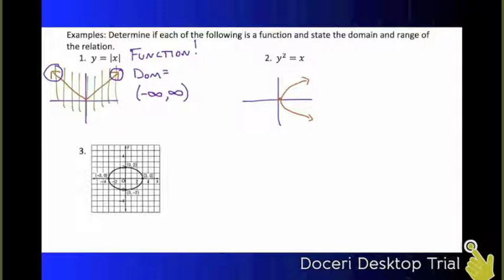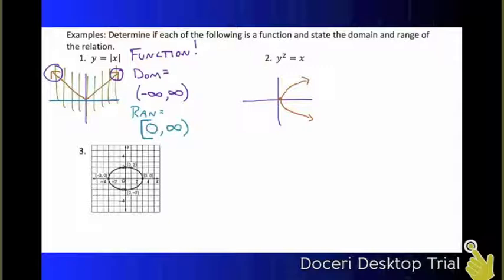The range. If you notice, the range stops right at this line here, right down here, which is 0. So the range goes from 0, and the arrows continuously go up, so it goes from 0 to infinity. Well, infinity has to have the parenthesis around it, and this is where that set notation comes in. 0 is included, so we want to make that a hard bracket that shows that that number is included.